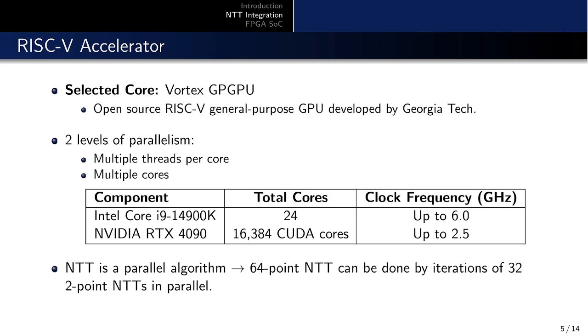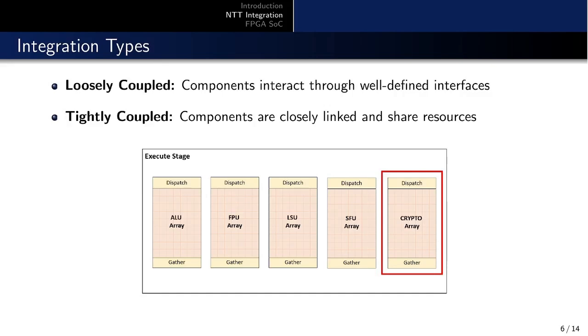A quick comparison between a CPU and a GPU that are currently in the market shows that GPUs have a much higher number of cores, however at the expense of a lower clock frequency. Luckily, the NTT is a very parallel algorithm, so it's compatible with GPUs. For example, a 64-point NTT could be broken down into smaller 2-point NTTs working in parallel, but done over multiple iterations.